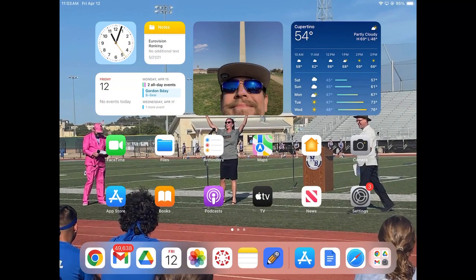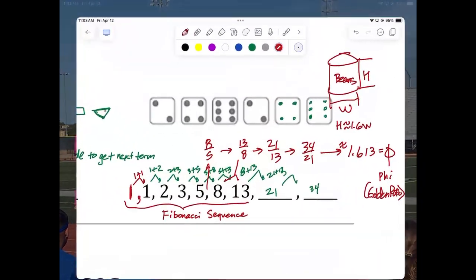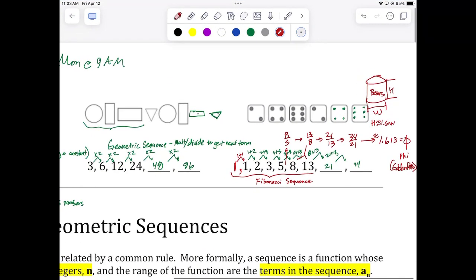Measure the proportions of the stall door. See if it's a beautiful stall door. Yeah. No, she won't. She doesn't even have a tape measure.